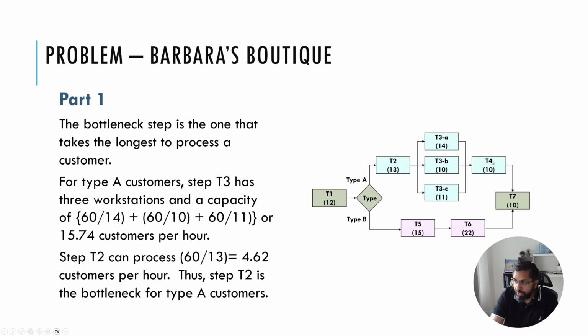Then when we compare step T4, it has a capacity of 60 over 10, which is 6 customers per hour. T1 is 5 customers per hour, and T2 is less than 5, because 60 over 13 is 4.62. So step T2 is the bottleneck for type A customers. It has the lowest capacity at 4.62. T1 has a capacity of 5, T4 has a capacity of 6, T3 has a capacity of 15.74, and so clearly step T2 is the bottleneck for type A customers.